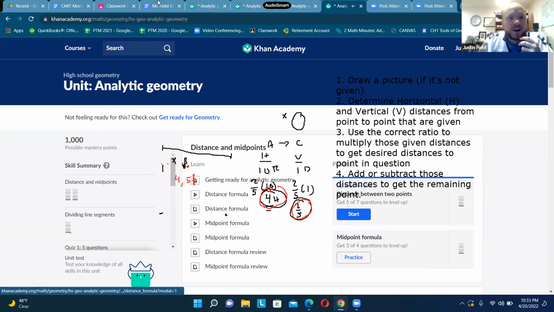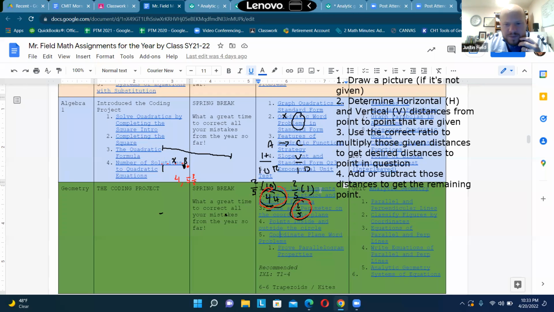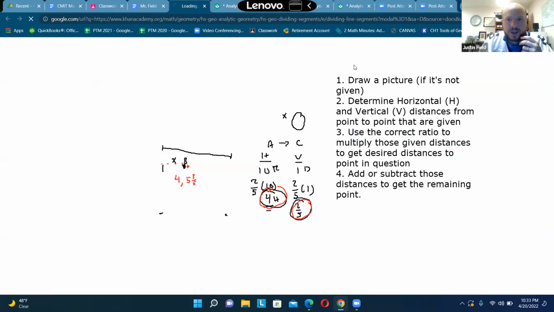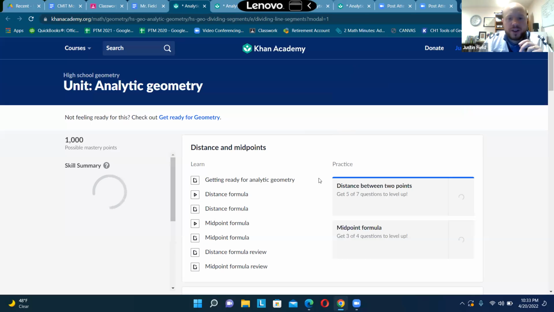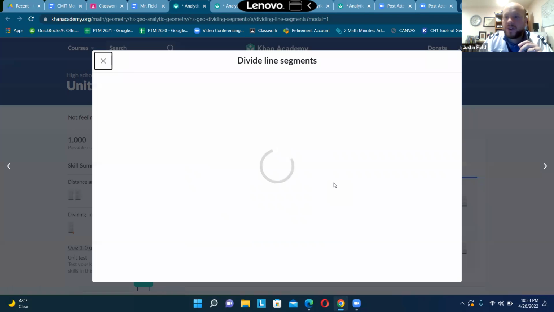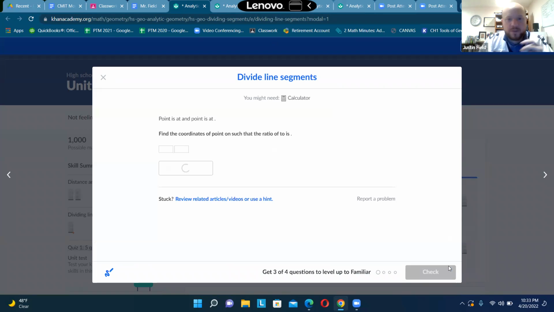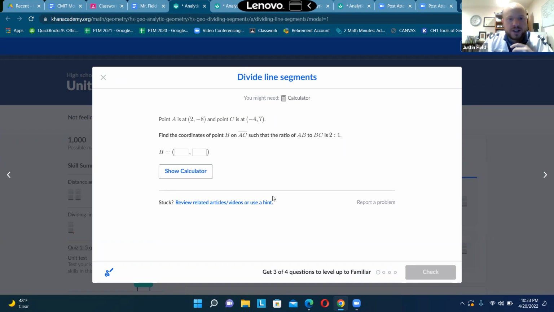Dividing line segments. You guys ready to do this again? Because all of these problems are different. I mean, they're the same, but they set it up different. Like, look at this one. No picture. So what are we gonna do? We're gonna draw a picture.